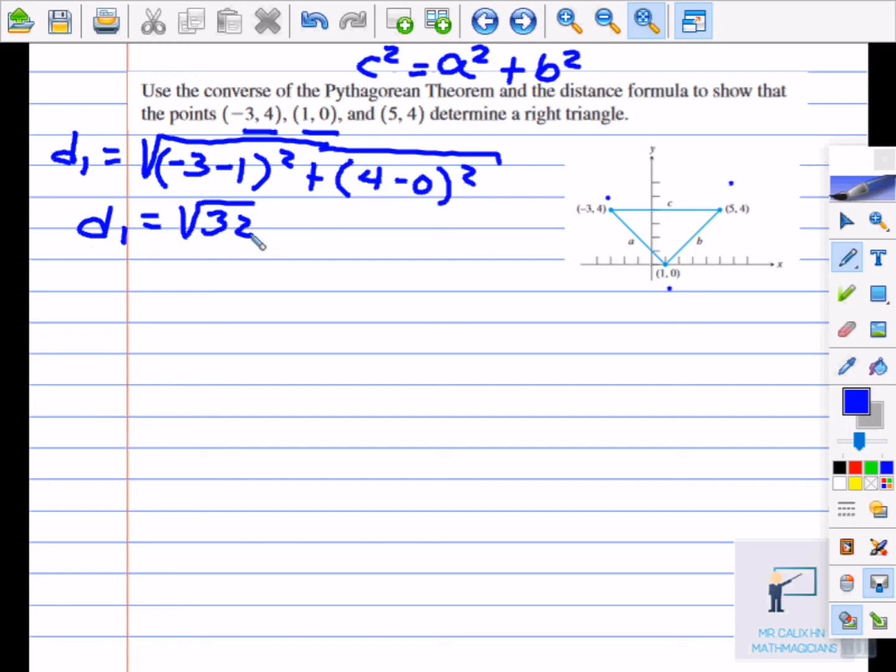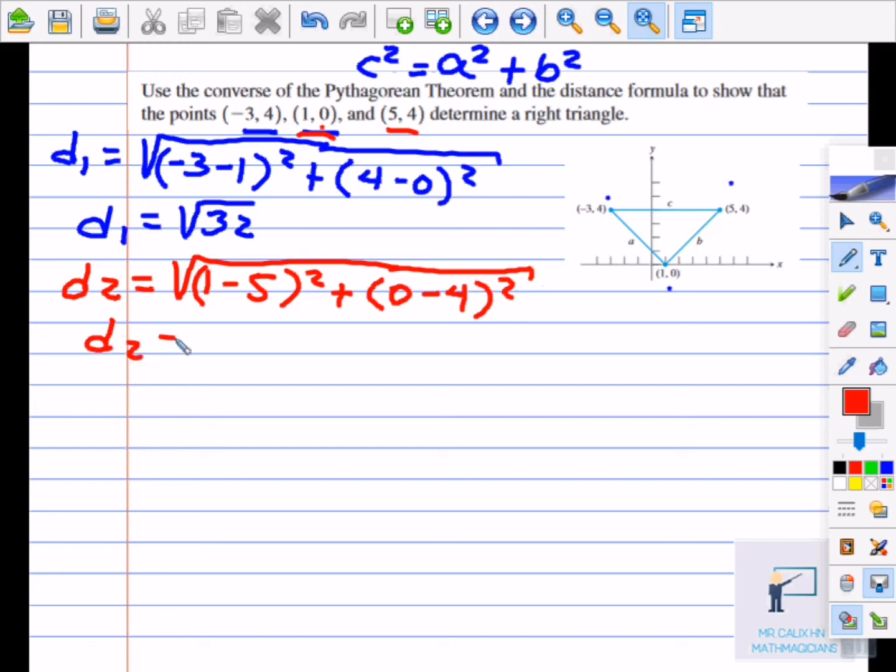Let's change our color to find the distance 2. For distance 2, you choose another 2 points. It says 1 minus 5, following the distance formula, squared, plus, I'm sorry, it's not 1 minus 5. Yes, 1 minus 5. Then we have 0 minus 4, that is this one and this one here, 0 minus 4 squared. If we evaluate the distance 2, it says that it's also the square root of 32.